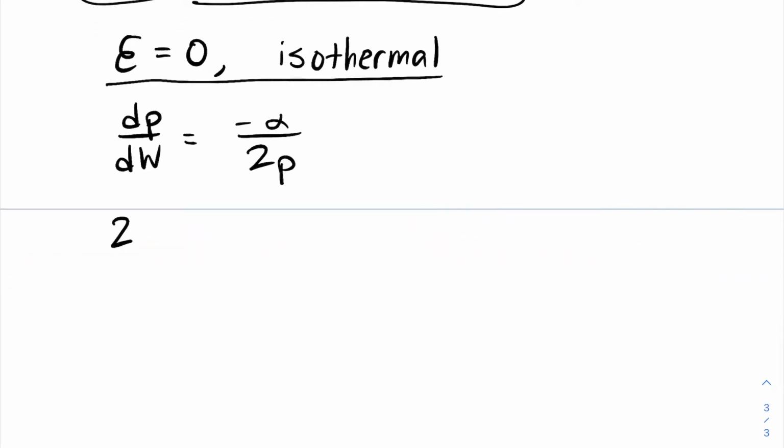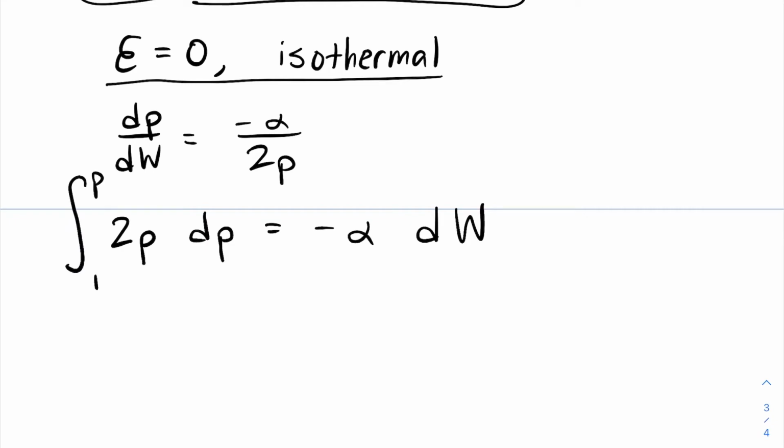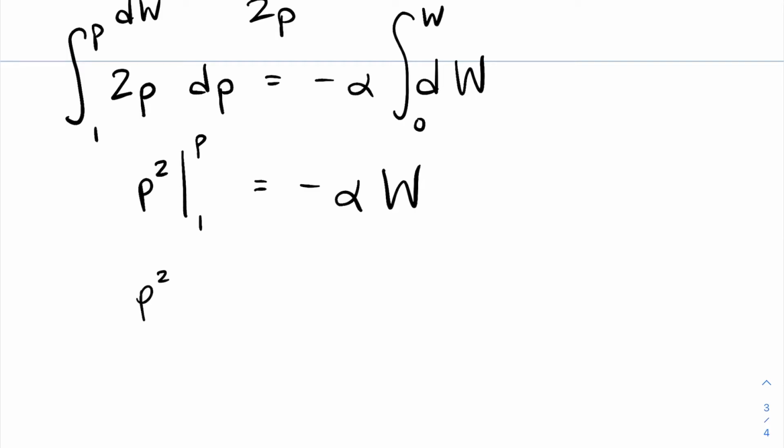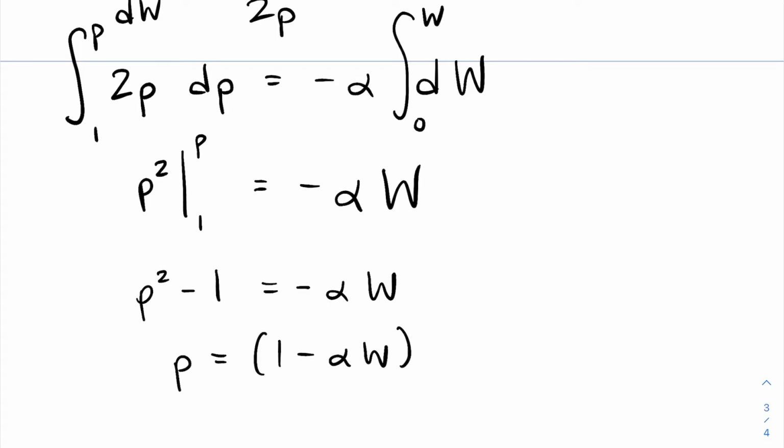And if we cross multiply, we can get 2p dp is minus alpha dW. Then we integrate from 1 to p and from 0 to W. Take note that it's from 1 to p because p, which is P over P naught, initially would be P naught over P naught, and so you'd get 1 there, not 0. So when we integrate that, we're going to get p squared from 1 to p is equal to minus alpha W. That just means p squared minus 1 is minus alpha W, or lowercase p is going to equal (1 minus alpha W) raised to the 1/2.